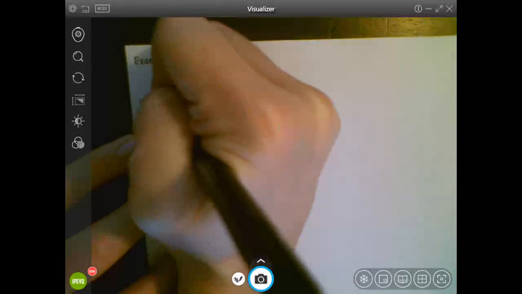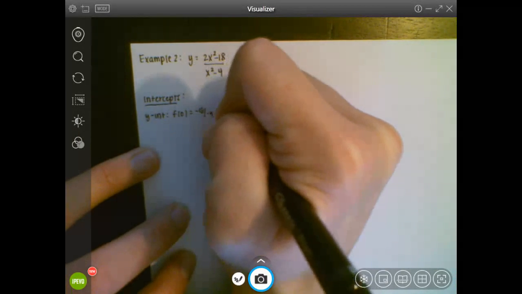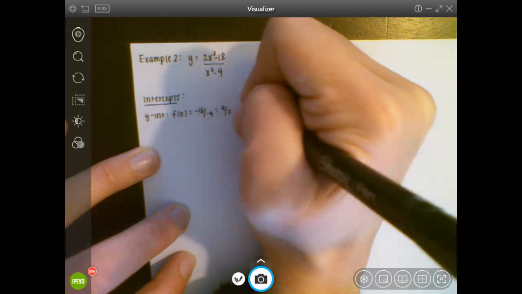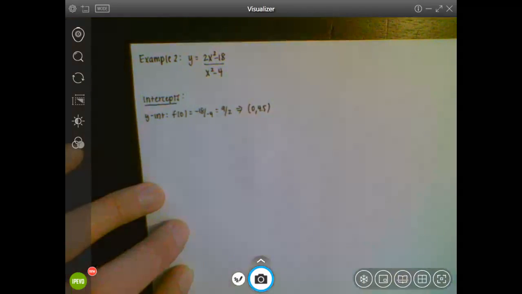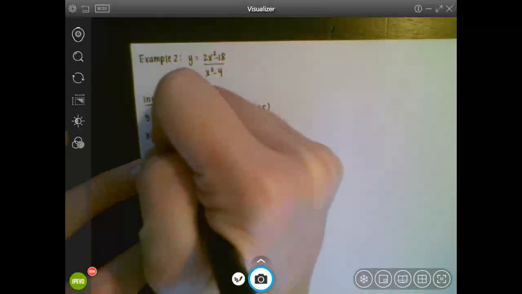So I'll start with my intercepts again. My y-intercept is going to be my function evaluated at 0, which will be negative 18 over negative 4, 9/2. So my y-intercept is going to be at the point 0, 4.5. And then I want to look for my x-intercepts. So that's going to be where my numerator is going to be equal to 0.